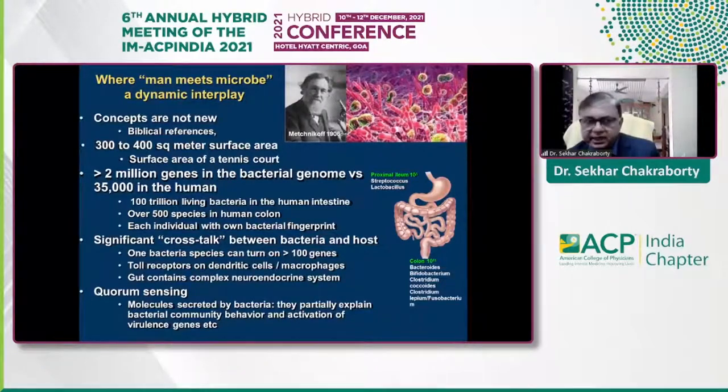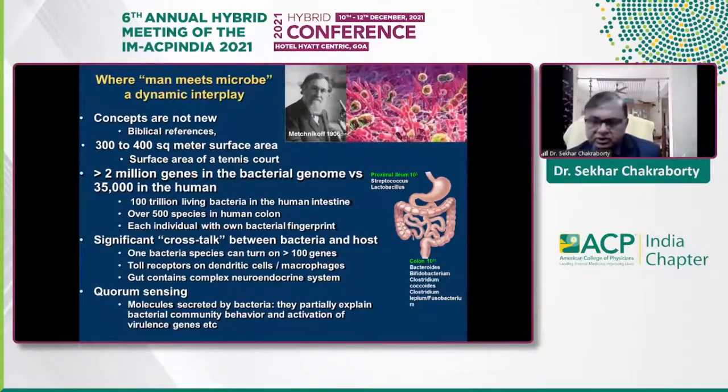It is only 300 to 400 square meters of body surface area in our body where man meets microbes. This is a dynamic interplay. It is just like a tennis court where there are more than 3 million genes of the bacterial genome, but to the contrary, the human has only 35,000 genes. There are 100 trillion living bacteria in our intestine and over 500 species in the human colon. Each individual has their own bacterial fingerprint. There is no absolute similarity between individuals, so far as the microbial population and its variety is concerned.